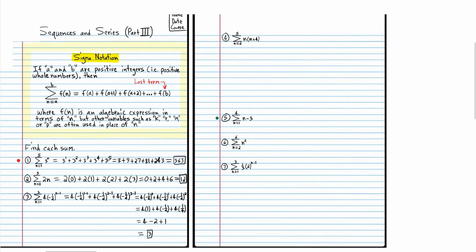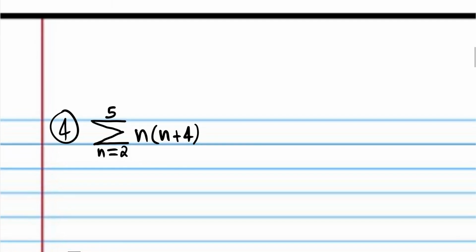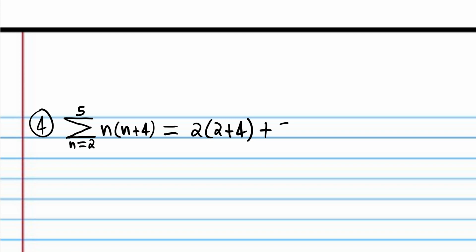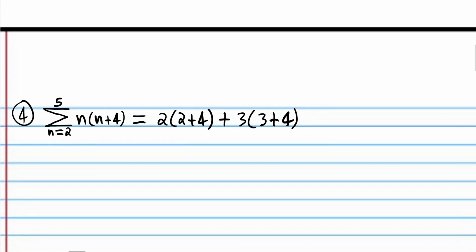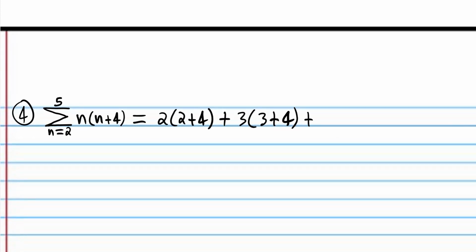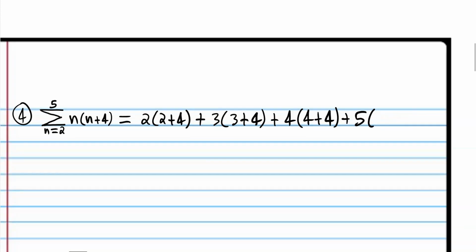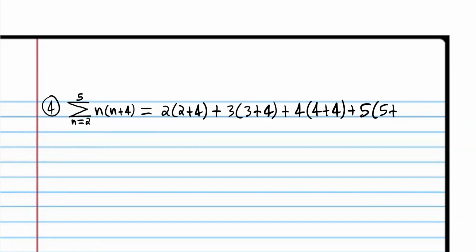Alright, so let's try one more of these problems before you try one on your own. So where do we start? We start when n equals 2. So 2 times 2 plus 4, that's the first term. And then we go up to the next positive integer after 2, which is 3. So 3 times 3 plus 4. And then we go to 4. 4 times 4 plus 4. And we stop at 5, because that's the upper bound.